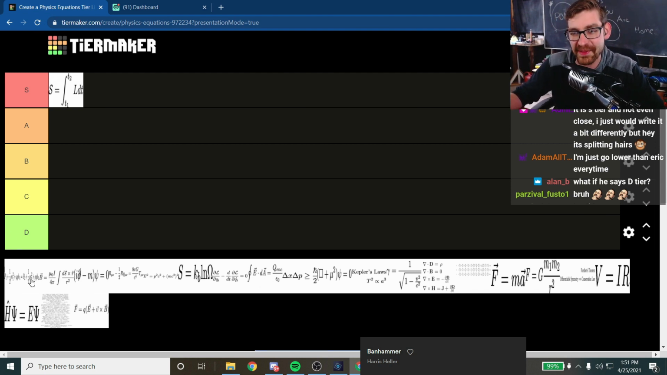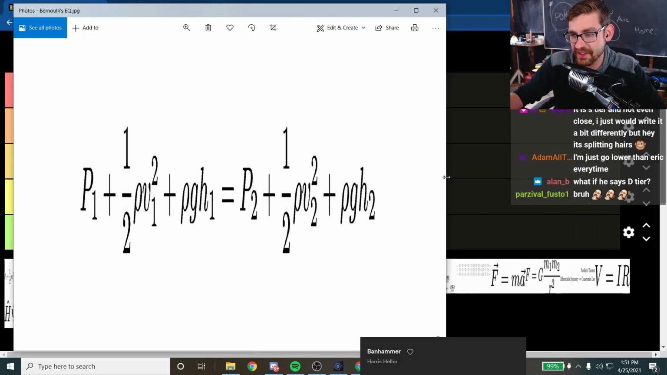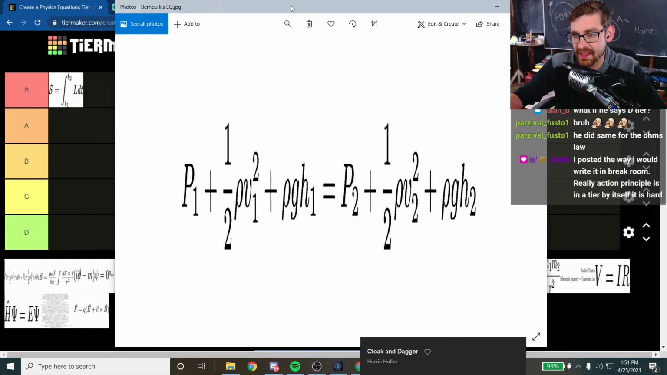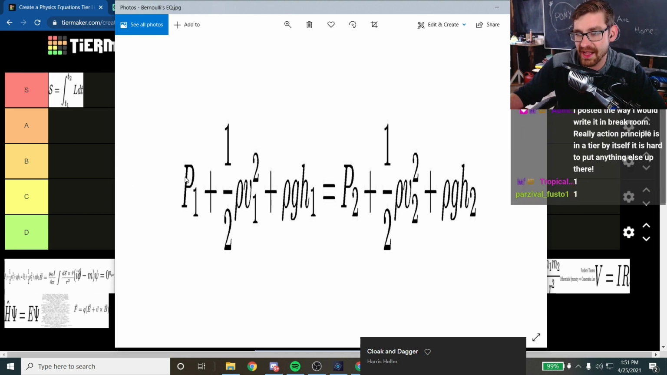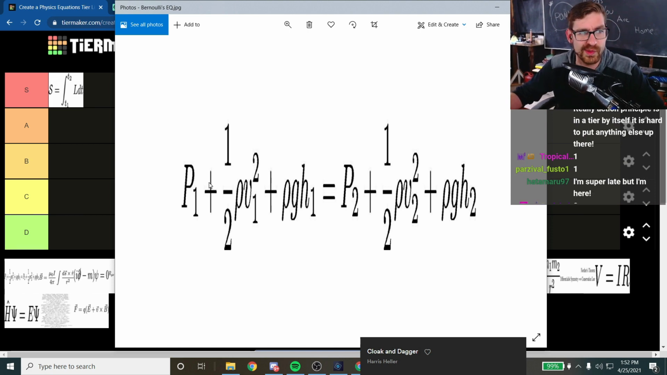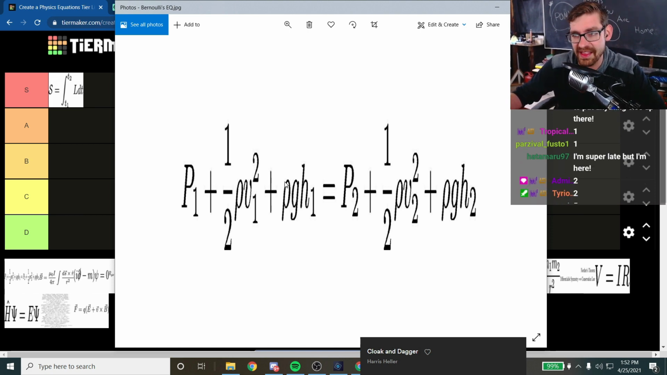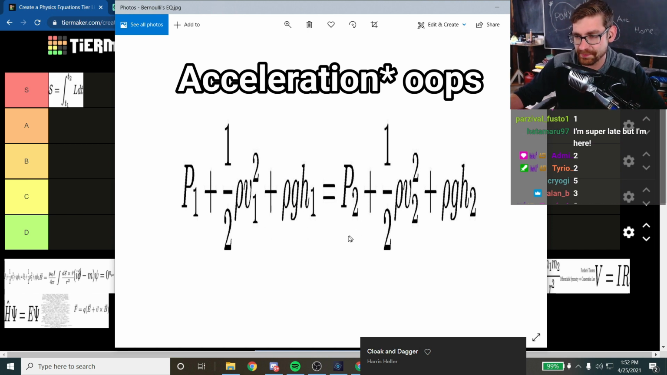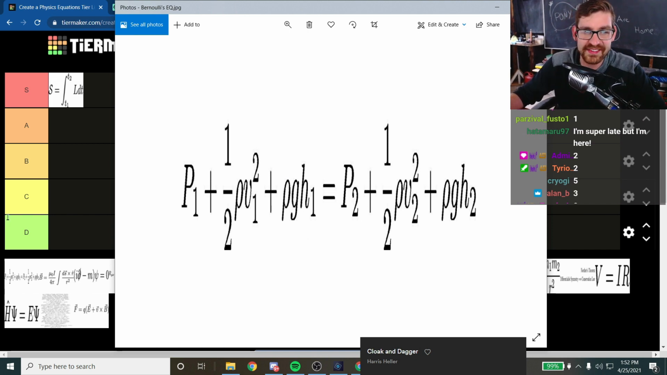All right, next up is Bernoulli's principle. Bernoulli's principle is basically that you have pressure in one part of a section of pipe, and then we have the velocity times the density, and then the density times the force due to gravity and the height. Again, this is a very basic equation. There are other variations of Bernoulli's principle, but we won't get into the different variations. This is just one of them.